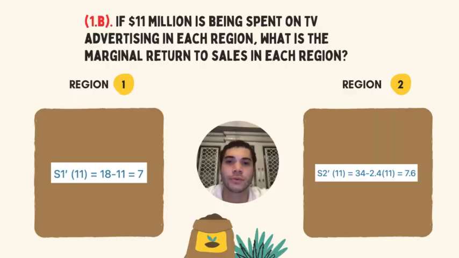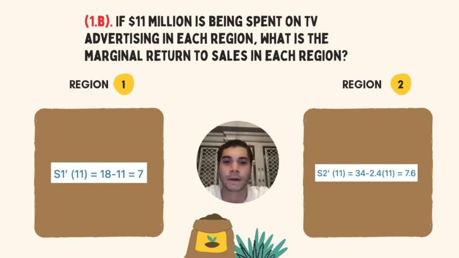So now let's see what the marginal return is when the company uses $11 million on TV advertising. As you can see, in region 1 we get 7 as our marginal return. This means that for every extra million dollars, that generated 7 million in sales. In region 2, you can see that our marginal return is 7.6.